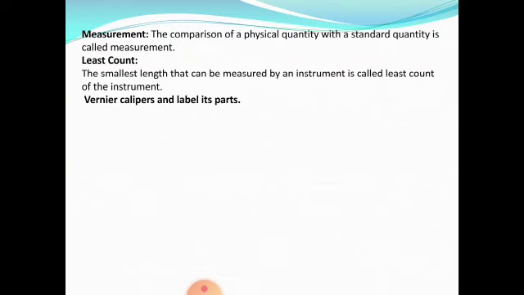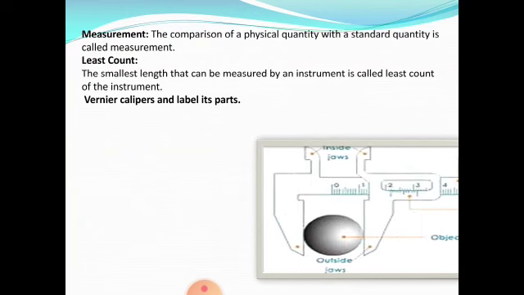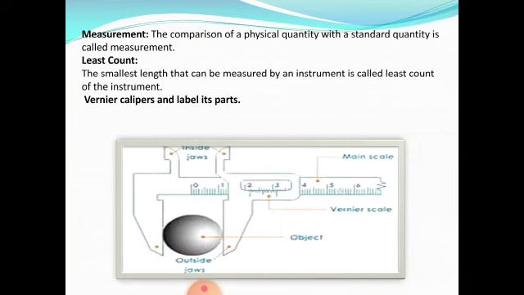For more accuracy we can use vernier calipers and screw gauge to measure length. Here least count is the smallest length that can be accurately measured by an instrument. It is called the least count of the instrument. Next one is the vernier calipers.